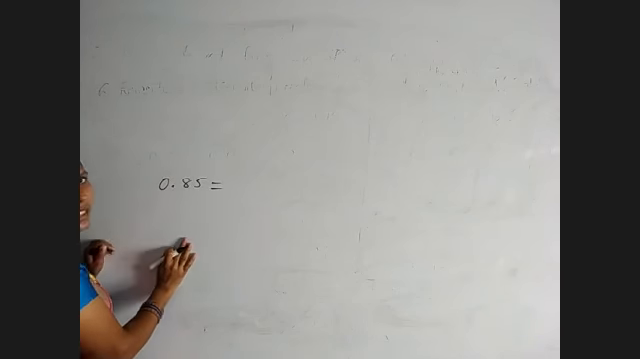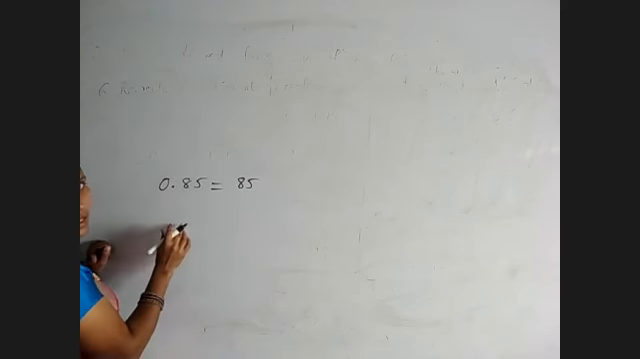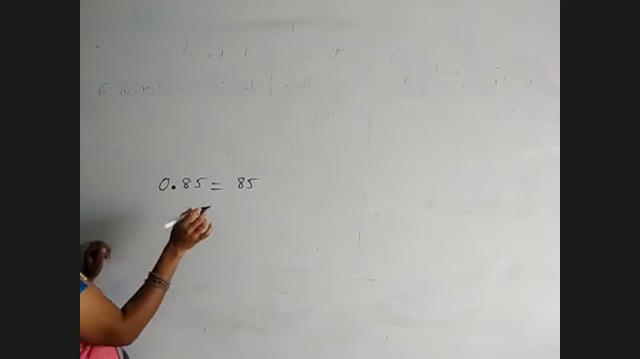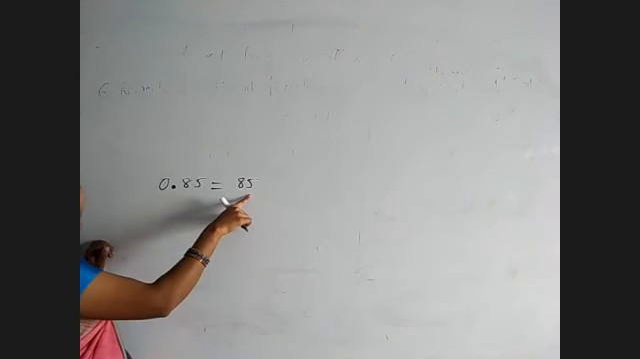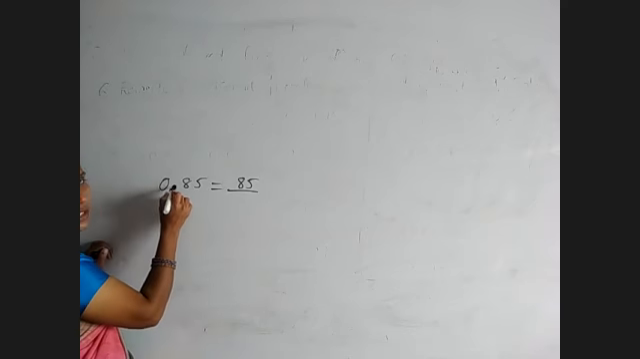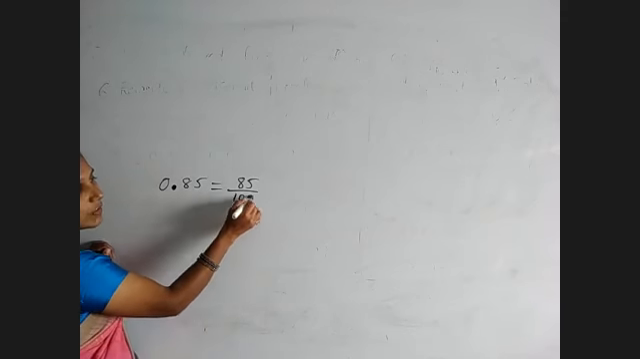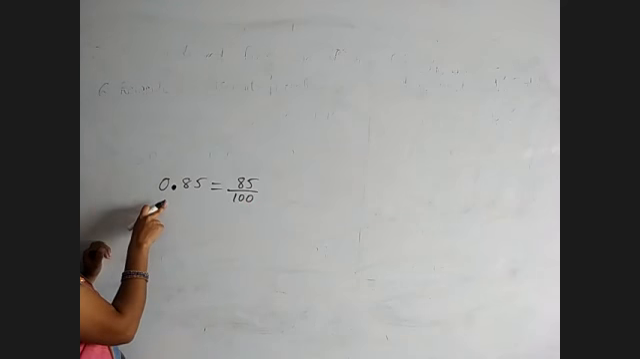I want to convert it into fractional form. In this case, what is the number? See, without the point, write all digits. That means 085 we will get, but 0 doesn't have any value. That's why I am writing 85. Divided by, in the decimal portion, how many digits are there? Count 1, 2. So it is 100. Means 85 by 100 is the fractional form of 0.85.